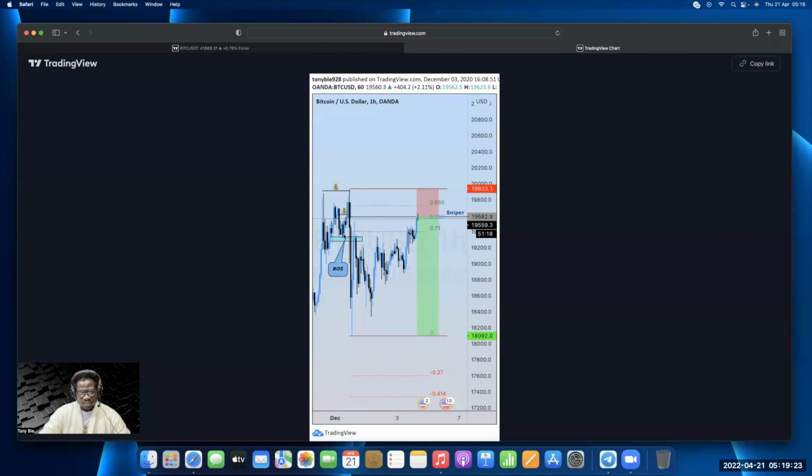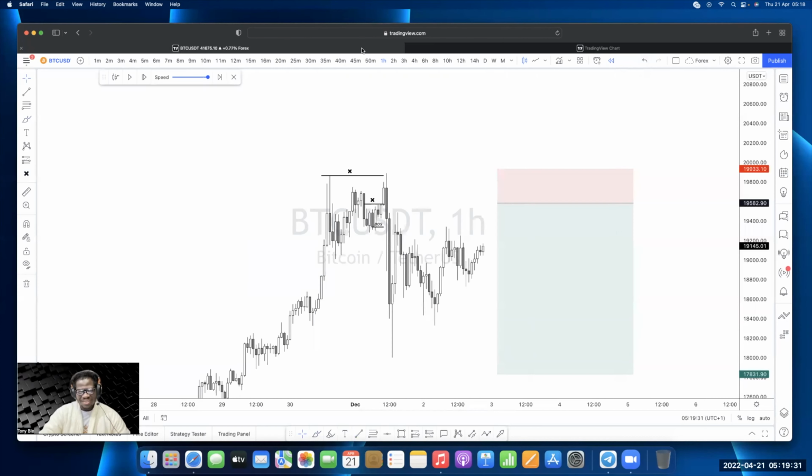Yes, so that was where the break of structure was. But then I don't think I had any templates yet, so I was writing them myself, manually. But now TradingView has made it so easy. So this was where I spotted a break of structure in this area.